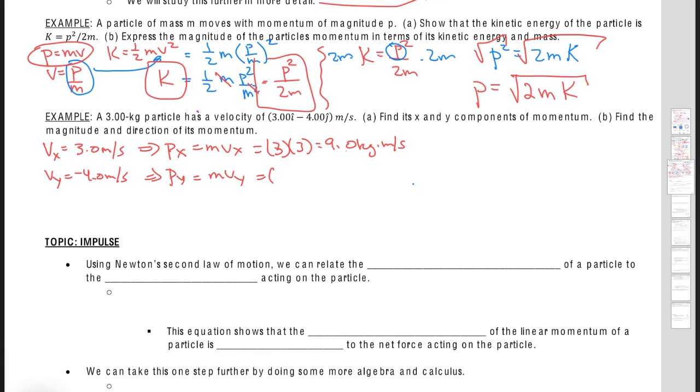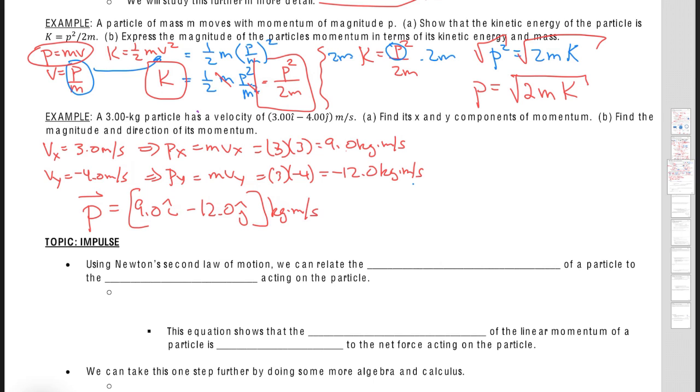Okay, and then I have 3 times negative 4, and so my y momentum is negative 12.0 kilograms times meters per second. If I want to write p in component notation, it's going to be 9.0 i hat minus 12.0 j hat kilograms times meters per second. So that's my momentum. The other way you can think about it, if you want to write this in vector notation, is you can simply multiply each number here by 3, and that gives you that notation.